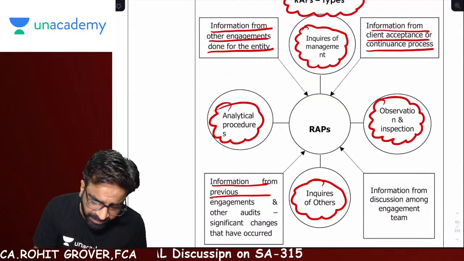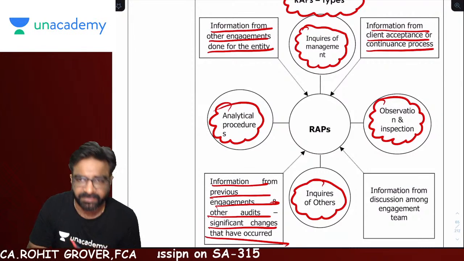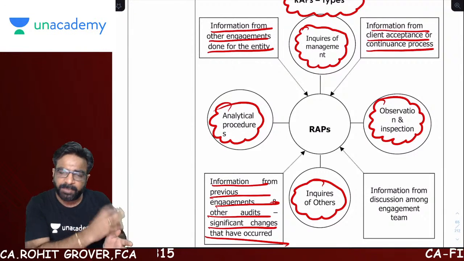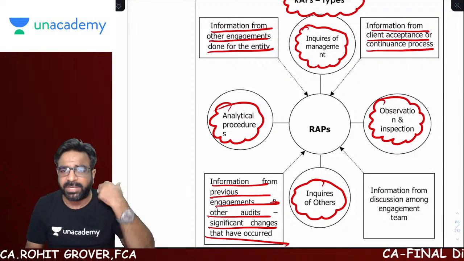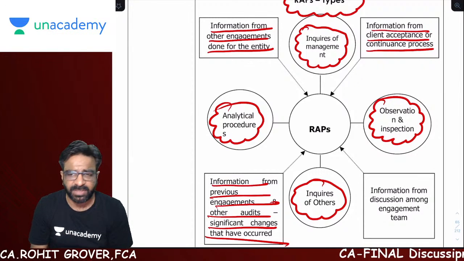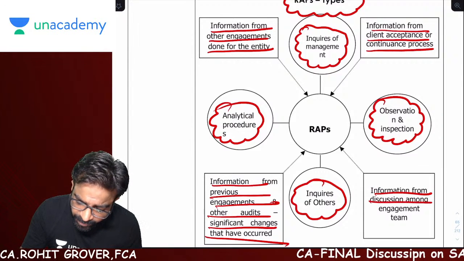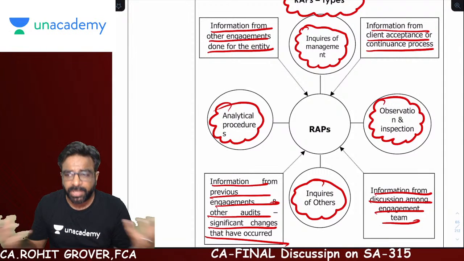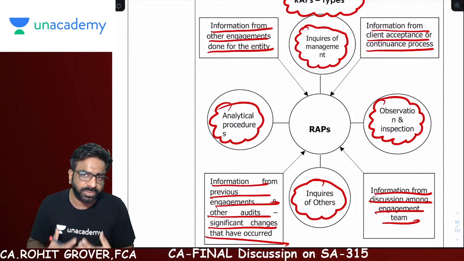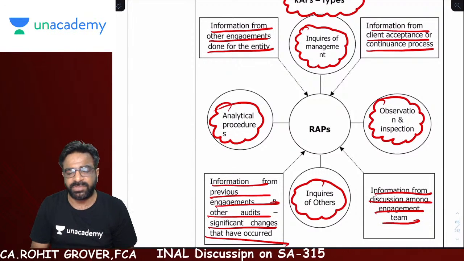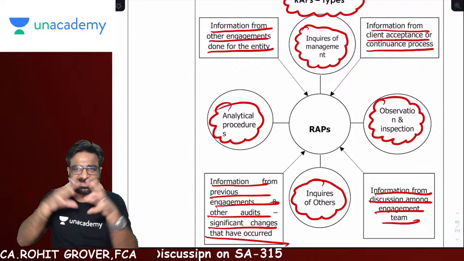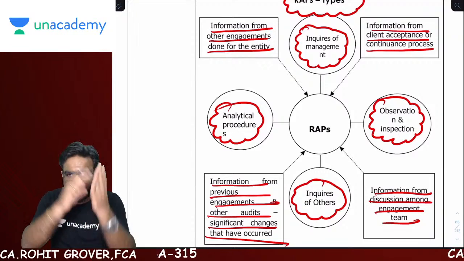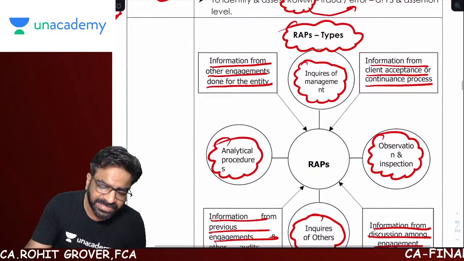Then information from the previous engagements and other significant changes that have occurred. Now you have experience of doing the audit for a particular client for a number of years. So your past experience will also let you know what kind of risks are present in the organization. And the fourth one is information from the discussion among the engagement team. When you discuss the various types of risk with your engagement team, you will get many other inputs relating to those risks of material misstatement. So these are the various methods, techniques and procedures which you have to apply, and all 8 put together are known as risk assessment procedures.